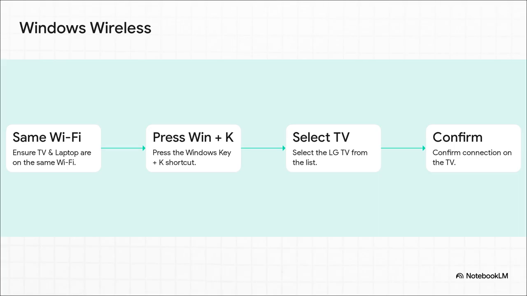Once you've confirmed that, here's another killer shortcut for you. Press the Windows key and the letter K. A menu will slide out, showing all the wireless displays it can find. Just click on your TV, you might have to click Allow on the TV screen, and boom, you're in.